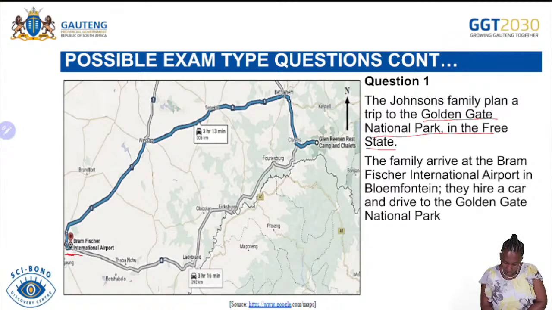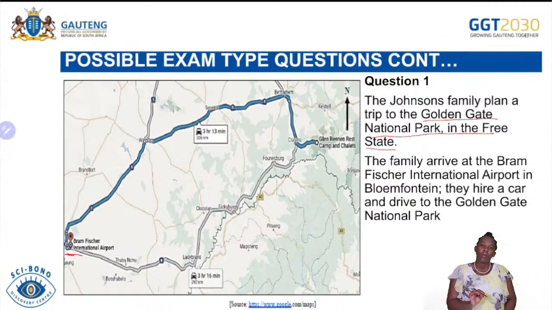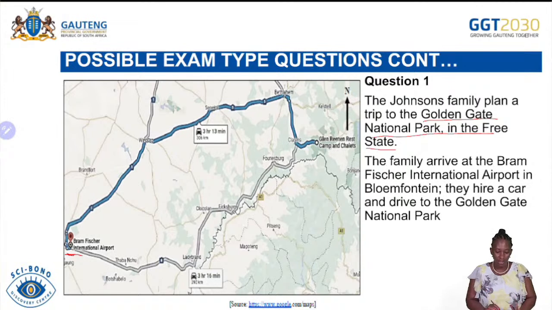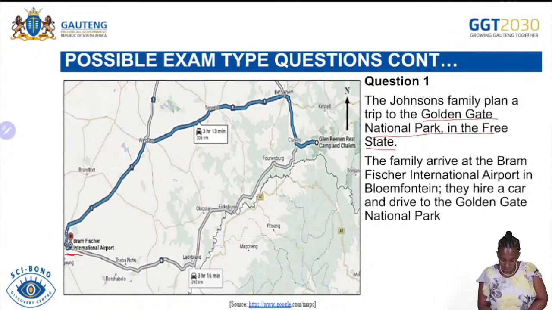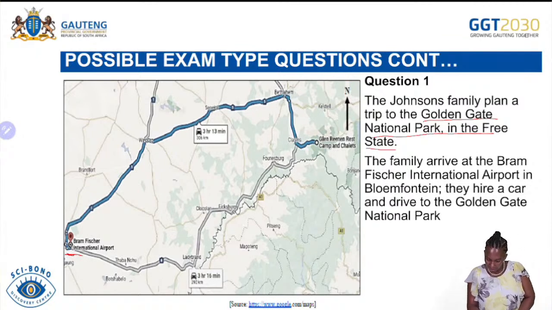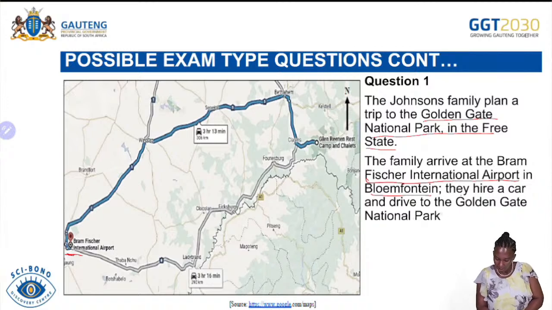When they arrived, they arrived at the international airport. There's the international airport. And as you can see, we are now becoming more inclined to technology. Boys and girls, this map is taken from Google Maps, because it can show you the location where they are. They arrived at Bram Fischer International Airport in Bloemfontein, and then they hire a car and drive to the Golden Gate National Park. And where's the Golden Gate? Here, this is where they are traveling.